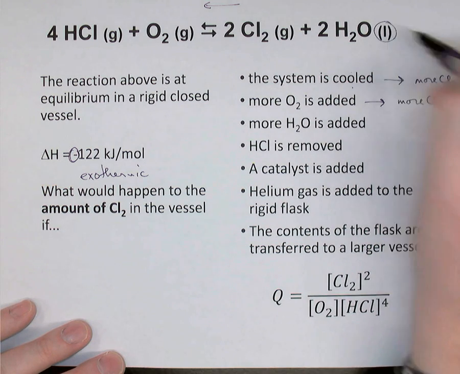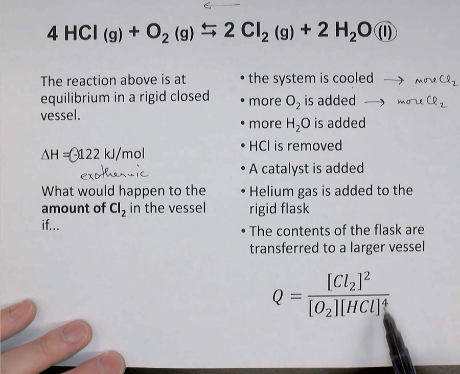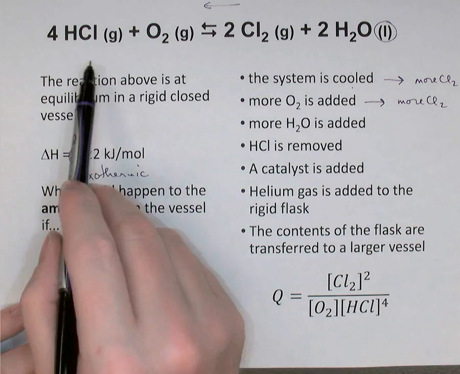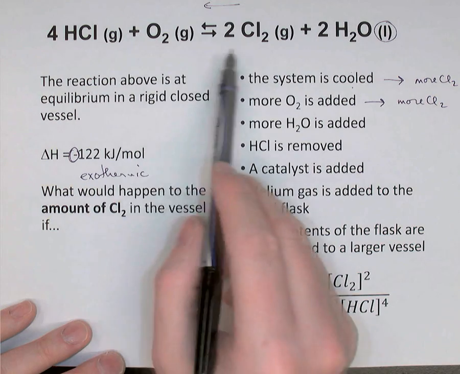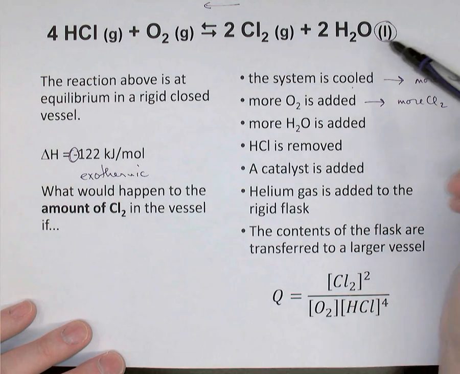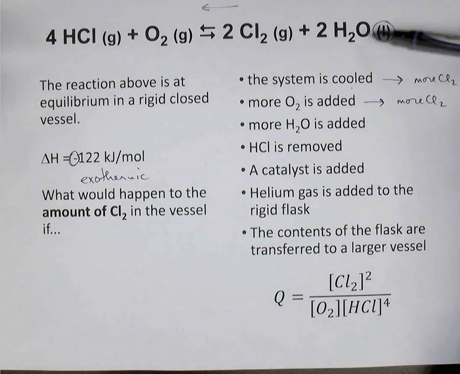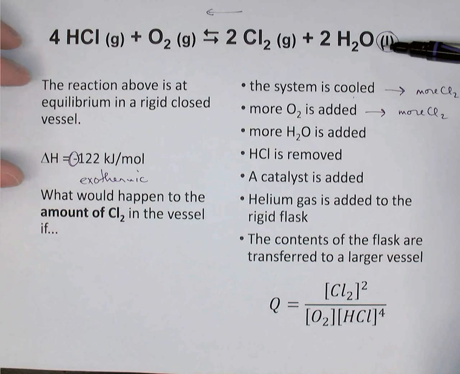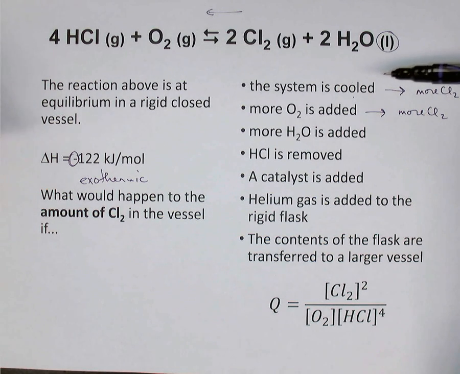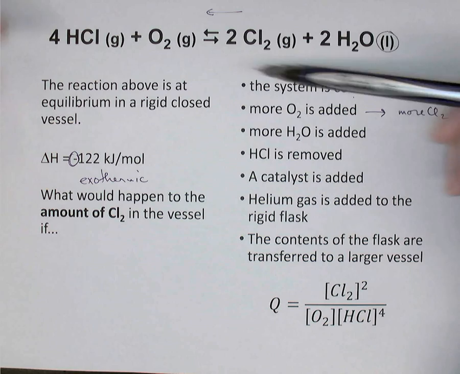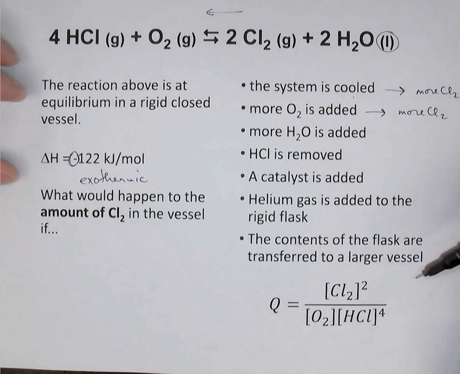What happens if we add some water? Well, water here is a liquid, and so the water does not appear in the Kc expression and doesn't affect any of these other concentrations. Now, if this were an aqueous equilibrium, if things were dissolved in the water, then adding more water would cause all of the concentrations to decrease. But this reaction is happening in a flask with gases and there's a little bit of liquid water at the bottom of the flask. So adding a little bit more water or taking out some water isn't really going to change any of the concentrations of the gases that were there.